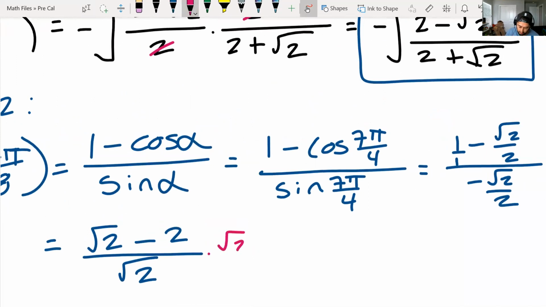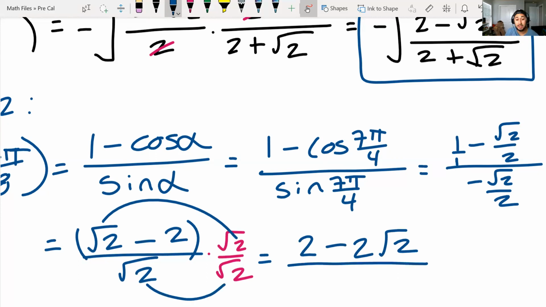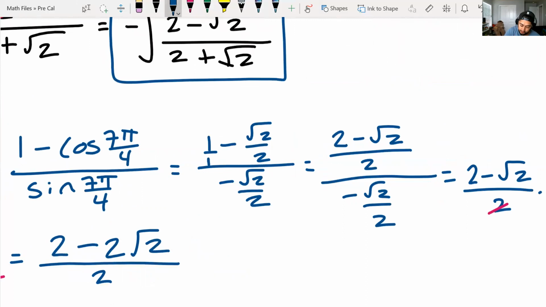So I rationalize. And if we distribute that, square root of 2 times square root of 2 is just 2, minus 2 square root 2, over that square root of 2 times that square root of 2, which is also 2. Whew, buddy, almost there. Then I see that I can reduce everything by 2. So this becomes 1 minus square root 2.